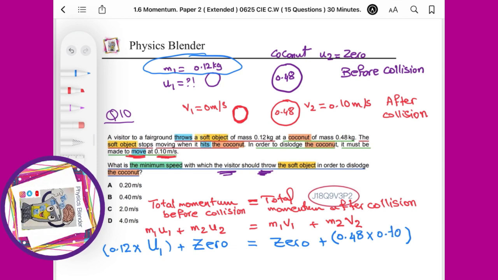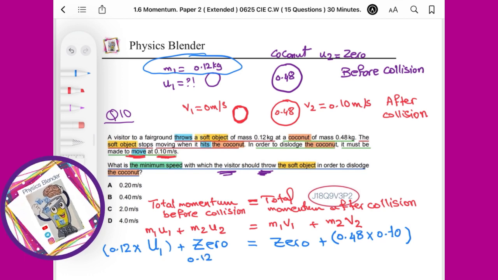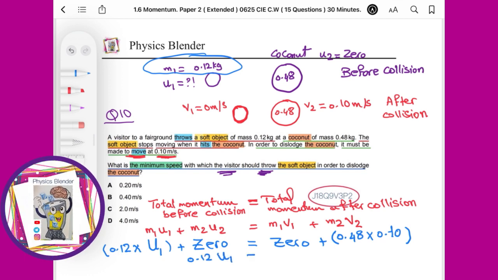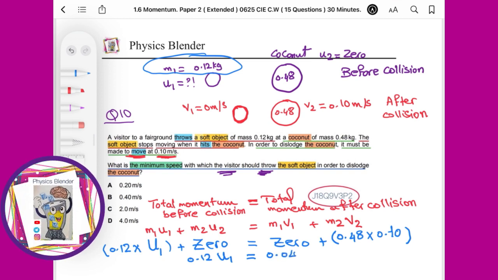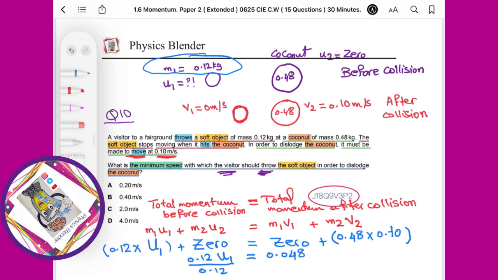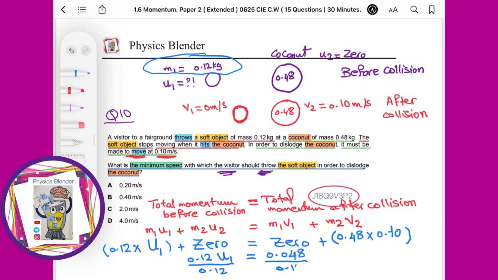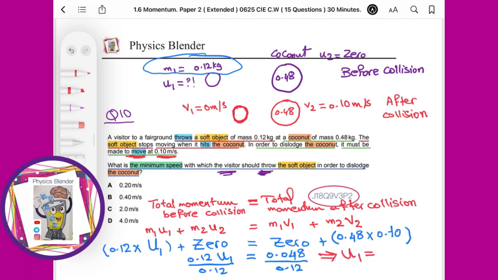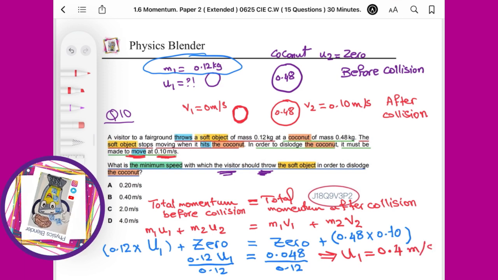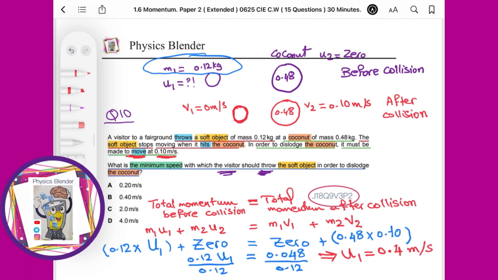When you simplify, 0.12 U1 is equal to 0.048, so U1, the initial velocity, is equal to 0.4 meter per second. You can choose the correct answer here, which is B.